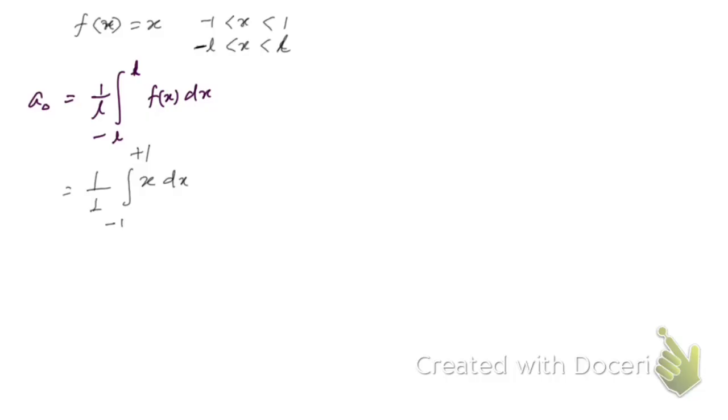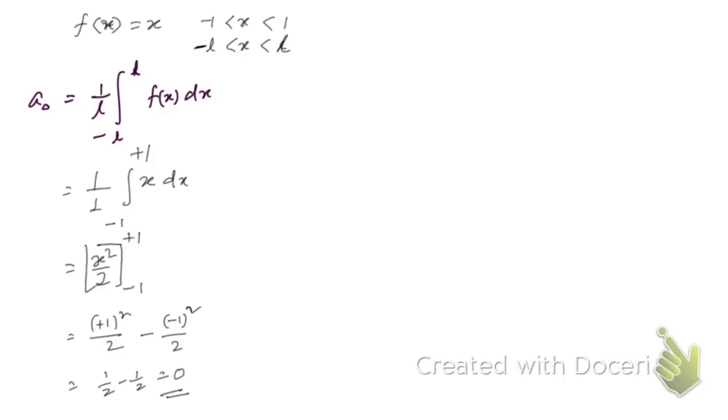If you integrate x, the 1 by 1 is simply 1, so it is not necessary to write here. So from -1 to +1, if we integrate x dx, then we should get x square by 2, with the limits -1 to +1, right? Now let's put the upper and lower limits. If you put +1 instead of x, we get 1 square by 2, minus the lower limit -1 whole square by 2, so both give you half minus half, which is equal to 0. So we have got a naught is equal to 0.